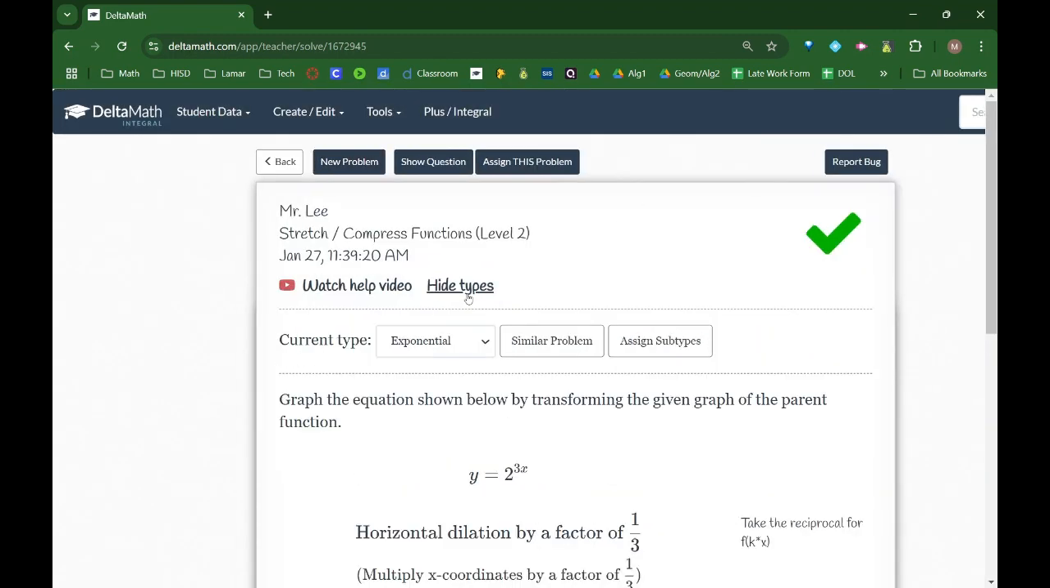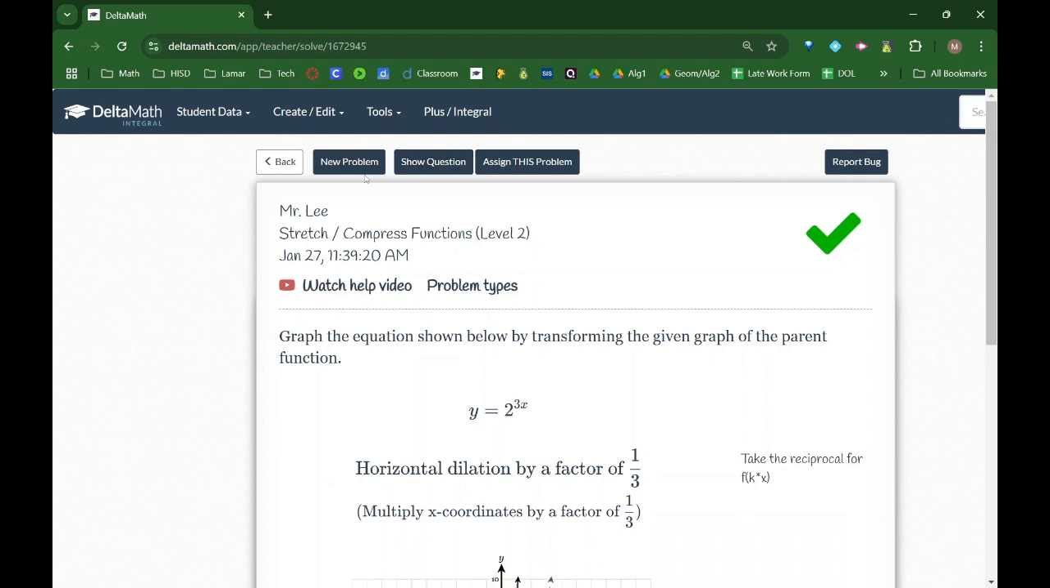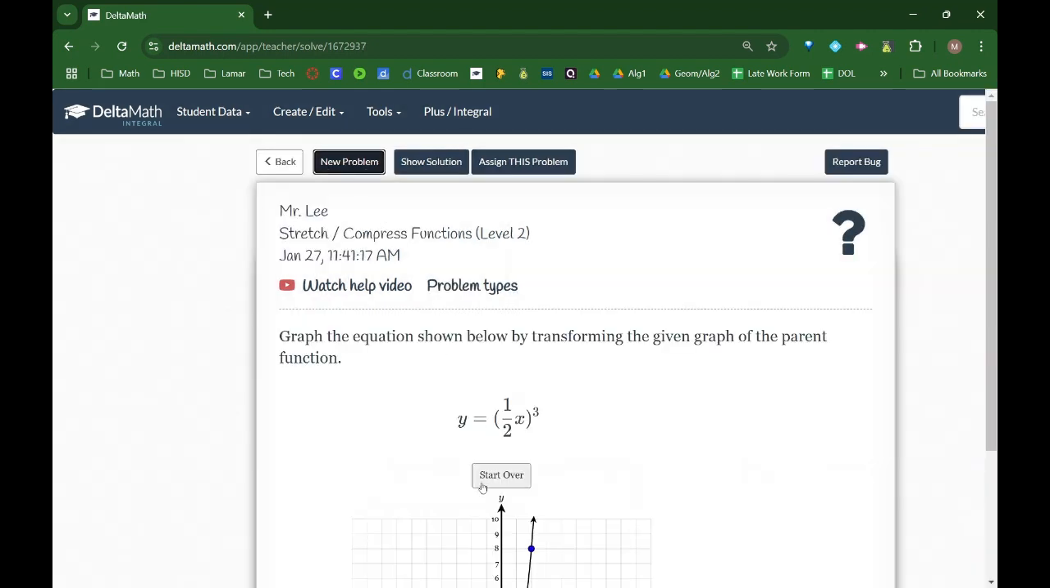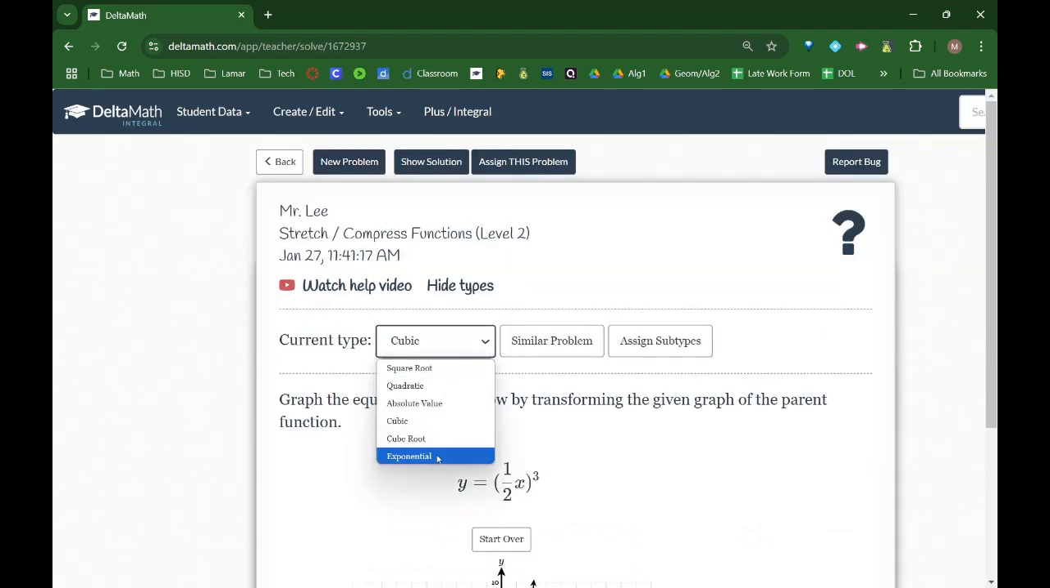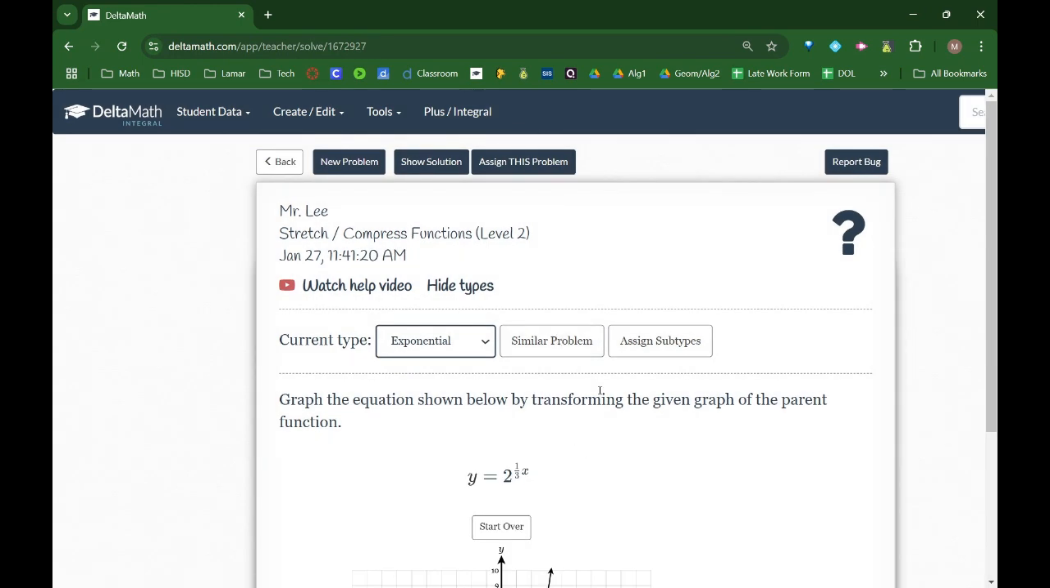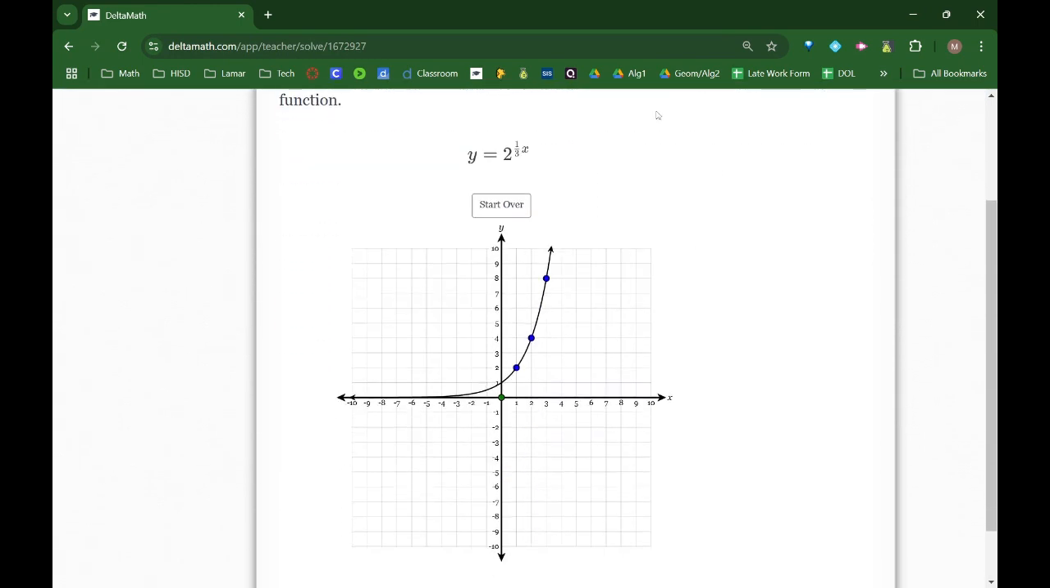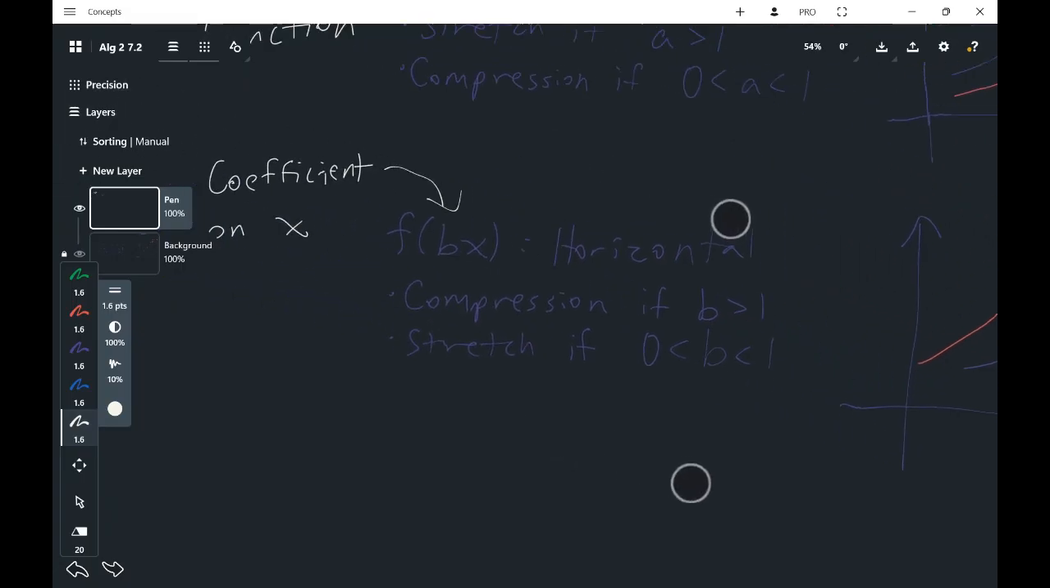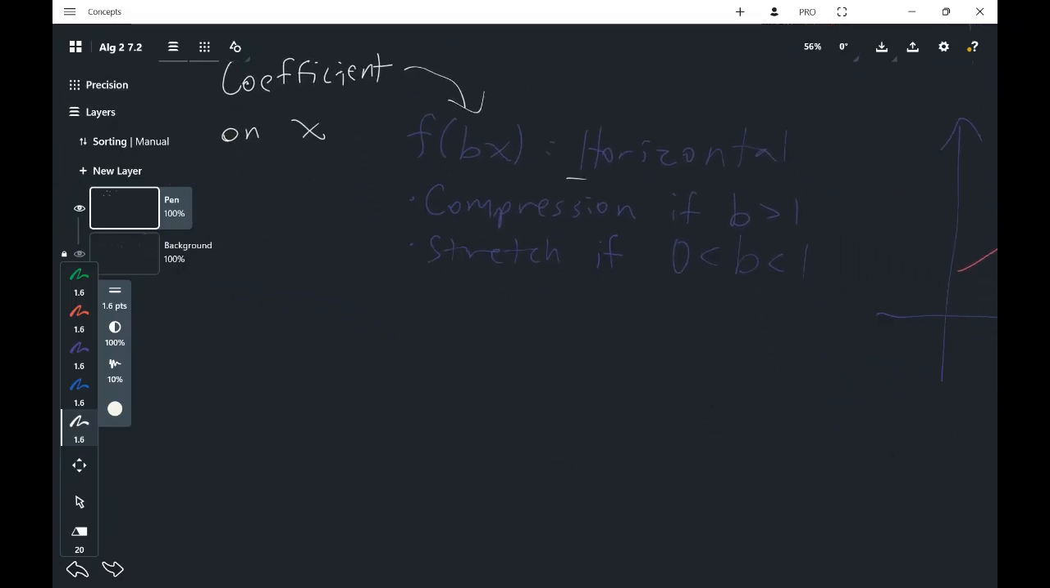Let's try another one here. I want to try to find, this is not the right problem type. Here we go. This is perfect, actually. So this time, we're multiplying the x by 1 over 3. Remember, if we have a coefficient on the x, that's a horizontal dilation. And 1/3 is between 0 and 1. So this is weirdly going to be a stretch.